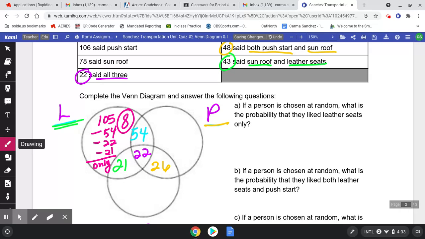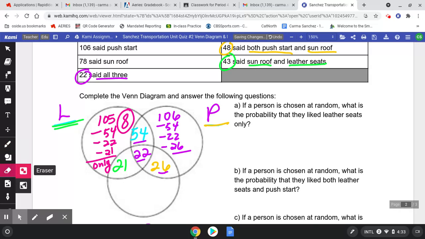This one said 106 for push start, but we don't just write the 106 here. We do 106 minus the 54 that were already counted here, minus the 22 that were already counted here, minus the 26 that were already counted here, so that we make sure we're not double counting anybody. So here I go subtracting. 106 minus 54 minus 22 minus 26 is 4. And that's 4 only push start.